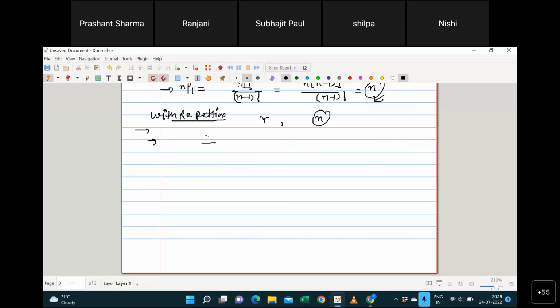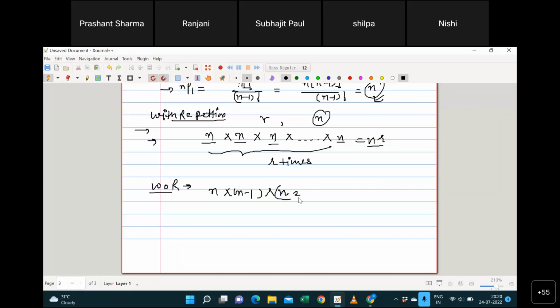For the first place, I can use any of the n. Since repetition is allowed, for the second place I can again use any of the n. For the third, again n, and so on up to r times. Then it will be n raised to r. While in without replacement, it was n into (n minus 1) into (n minus 2) and so on up to (n minus r plus 1), which in the end became nPr. Now is it clear what the basic difference is between with replacement and without replacement?